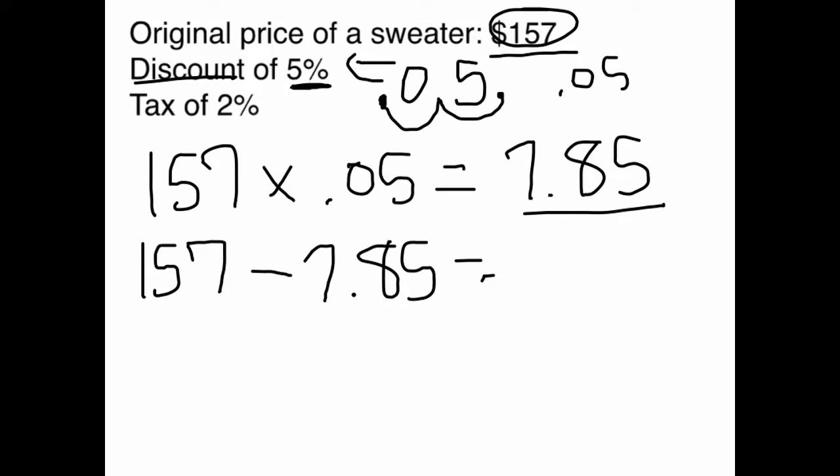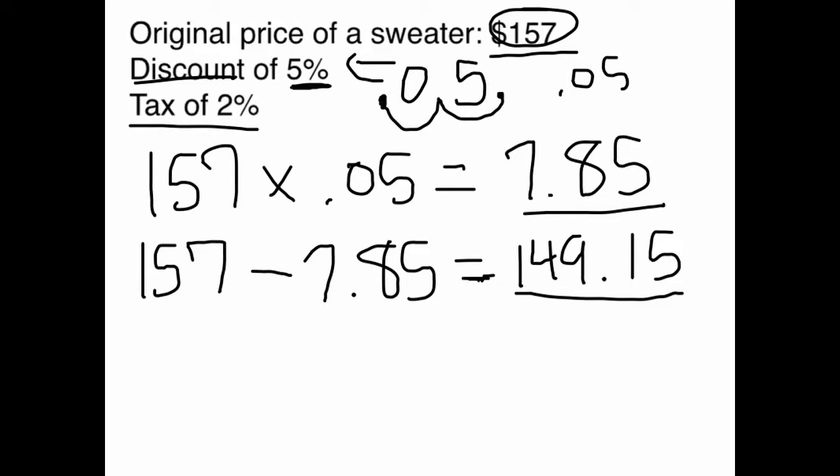And you guys can totally use calculators for these problems. It's totally fine. That's going to leave me with $149.15. So now this is my price with a discount of 5%. Now I'm not finished because I still have a tax of 2%. And I know that tax means that's going to be money added on. So I need to figure out what 2% of 149 is.